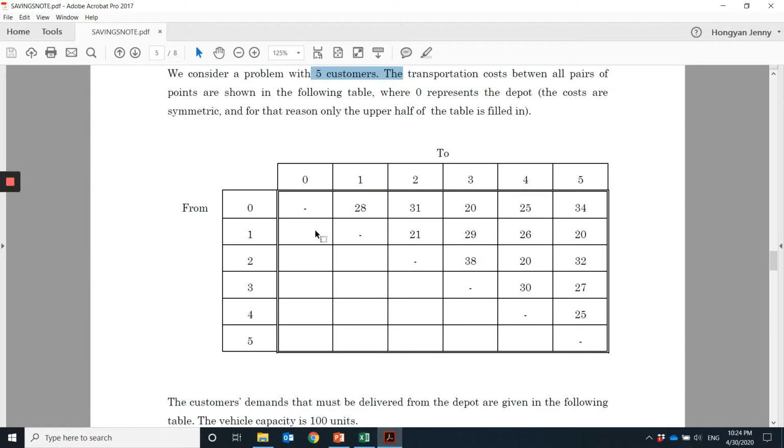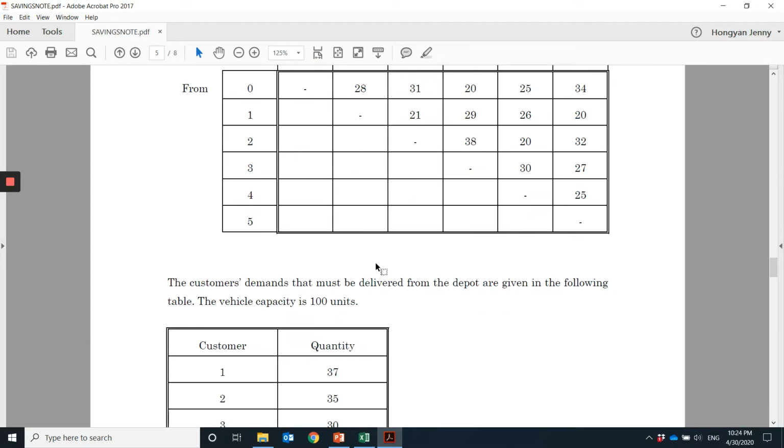You can see that from location 1 to location 2 is 21. From location 2 to location 1 should also be 21. That's a simplification of the problem. You may argue that they can be different, that you may need to drive through different routes, but here we assume that the direct routes are symmetric.